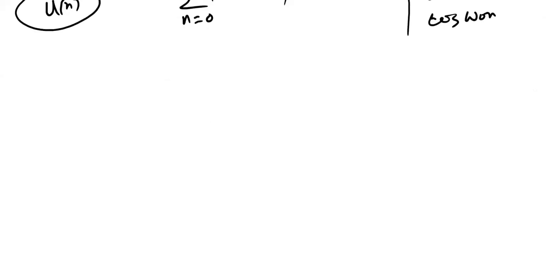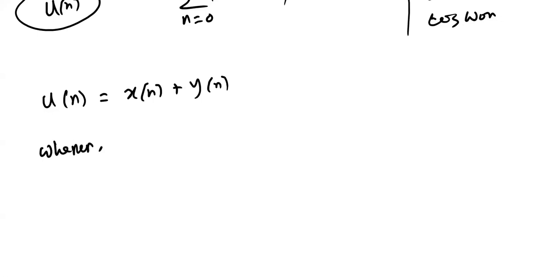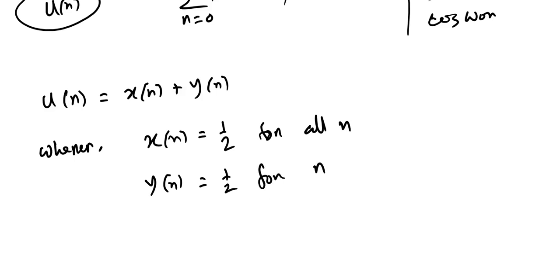Okay, how can we solve this u[n]? Let's take that u[n] can be represented as x[n] plus y[n], where x[n] is equal to half for all values of n, and y[n] is equal to half for n greater than or equal to 0, and minus half for n less than 0. It can be represented very easily in the time domain.